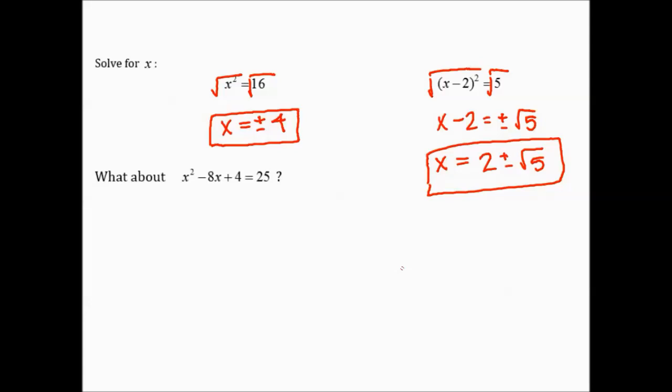What about the next problem? x squared minus 8x plus 4 equals 25. We want to solve this in a similar manner to this problem here. And to do that, we have to use a process called completing the square. So let's take a look at the steps for completing the square, and we'll also work through this example. So the first step is to divide everything by a.